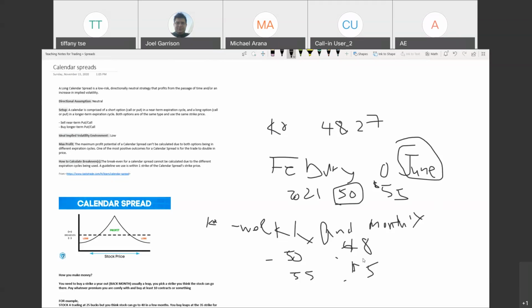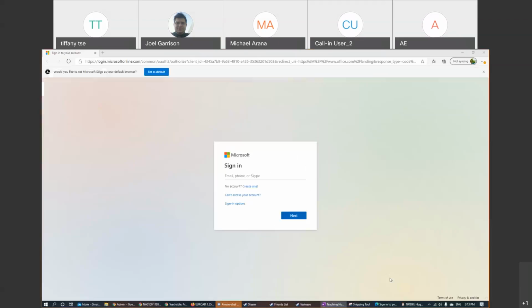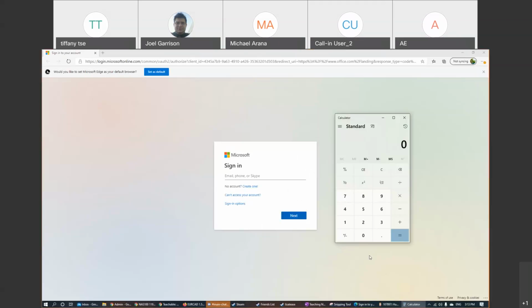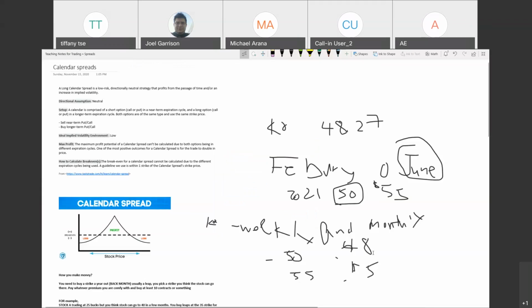So what does that mean? So basically you are taking the difference between $5. So $5 minus 48 cents, it's $4.52. This one right here, you are short. Okay, you're short on that, but you're long on this. So that is $4.52.